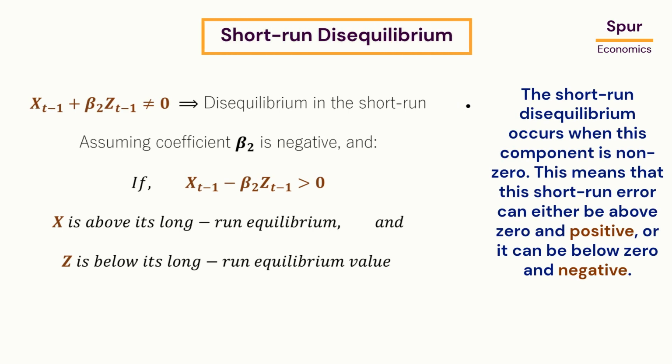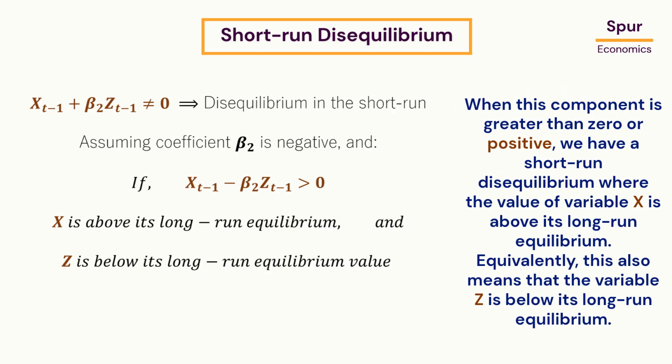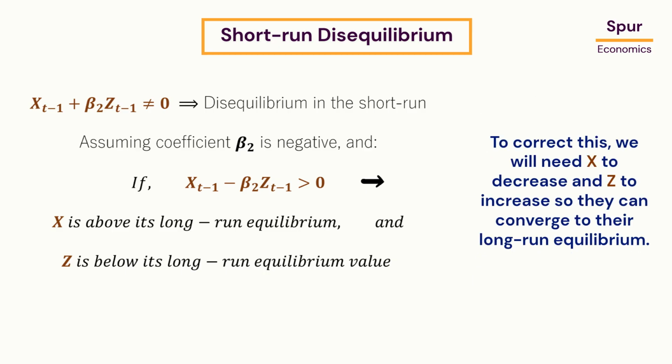The short-run disequilibrium occurs when this component is non-zero. This means that this short-run error can either be above 0 and positive, or it can be below 0 and negative. When this component is greater than 0 or positive, we have a short-run disequilibrium where the value of variable x is above its long-run equilibrium. Equivalently, this also means that the variable z is below its long-run equilibrium. To correct this, we will need x to decrease and z to increase so they can converge to their long-run equilibrium.